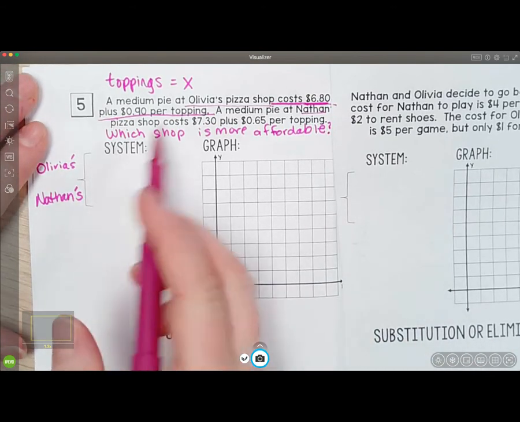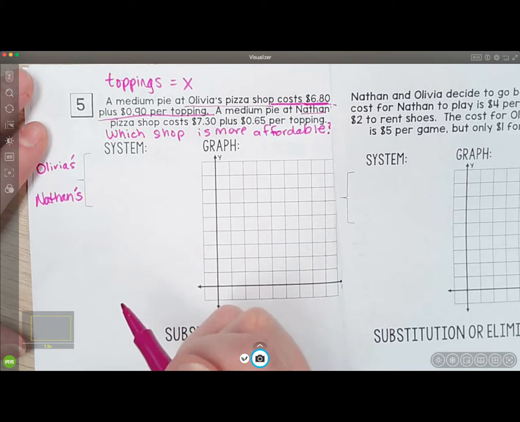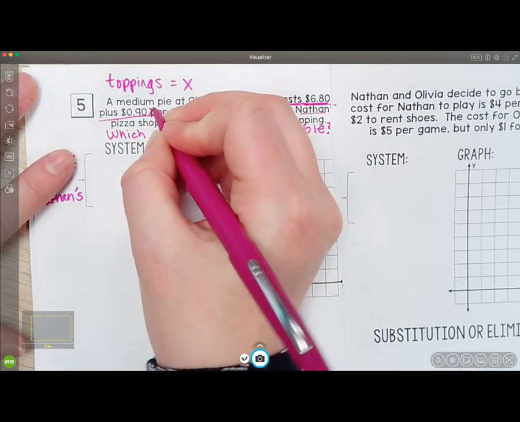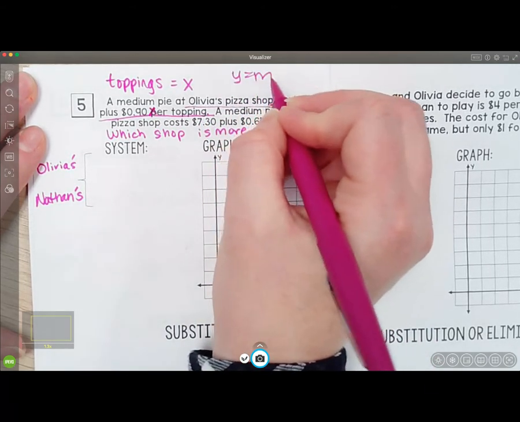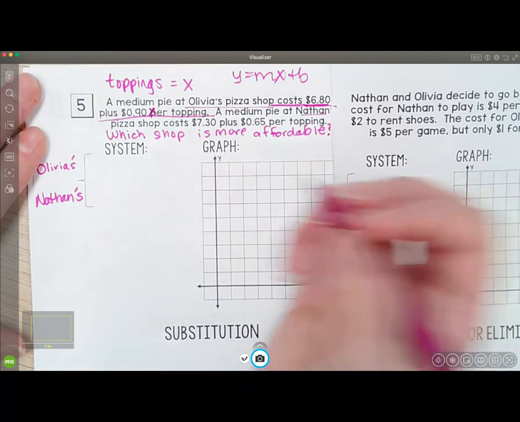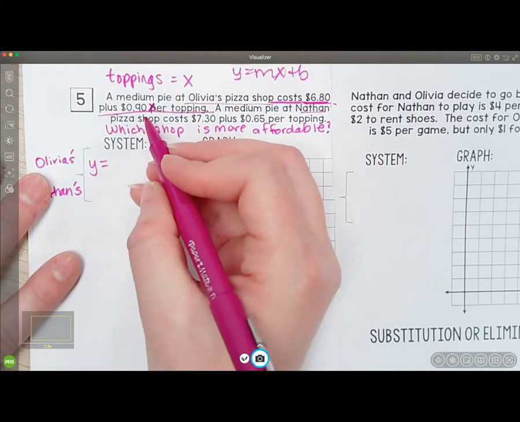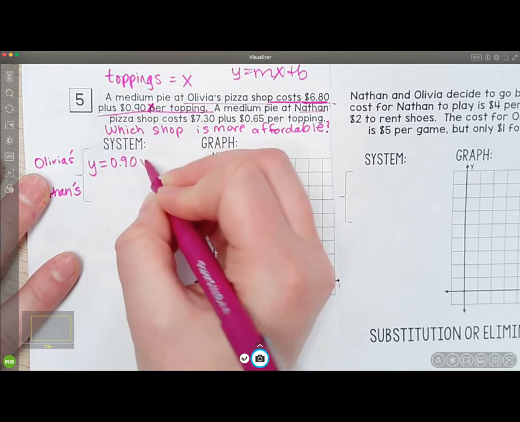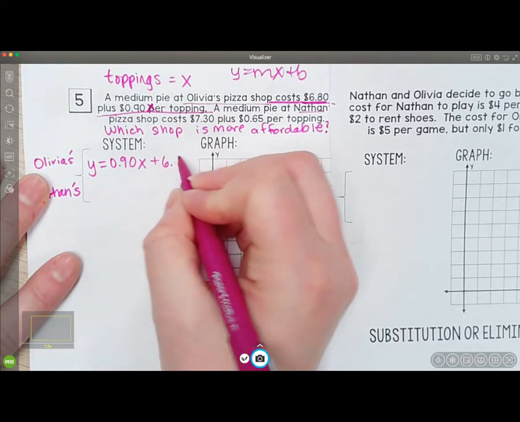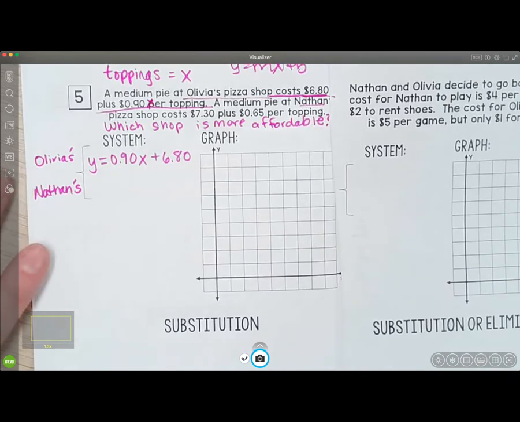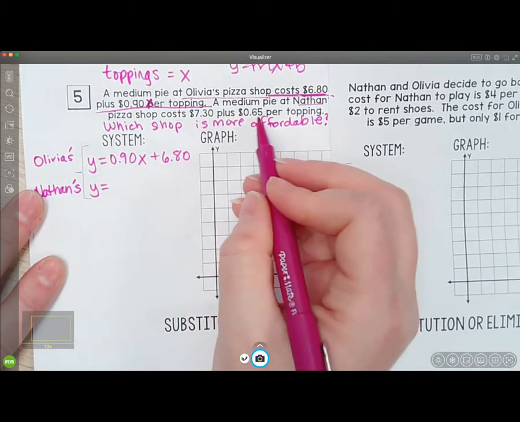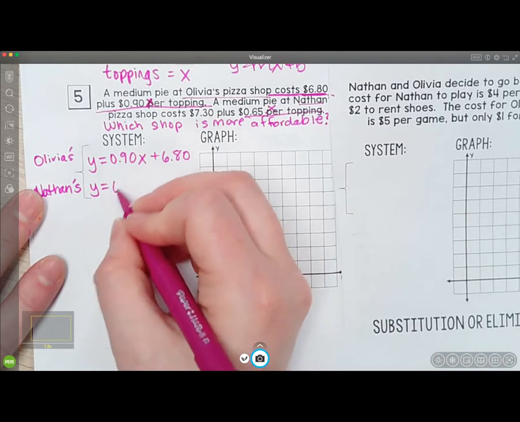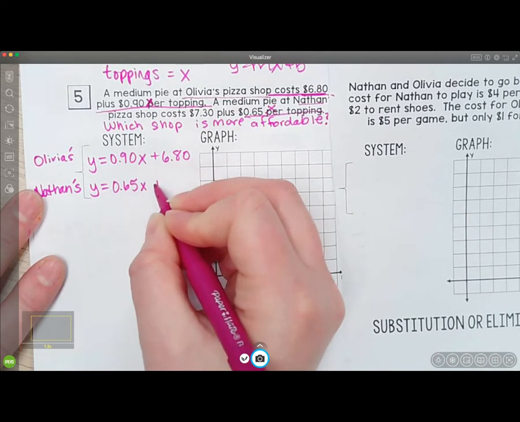So when we're talking about Olivia's, we have $6.80 plus 90 cents per topping. So our X is going to be with the 90 cents. So we're going to write it as a Y equals MX plus B equation. So it's Y equals, it's 90 cents per topping, so that'll be 90 cents times X plus the $6.80. And then Nathan's is going to be, the per topping is your X, so 65 cents times X plus $7.30.